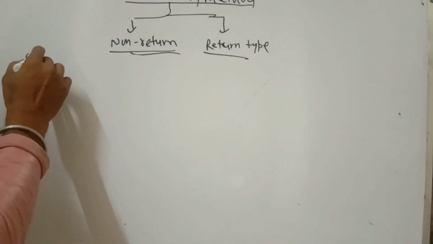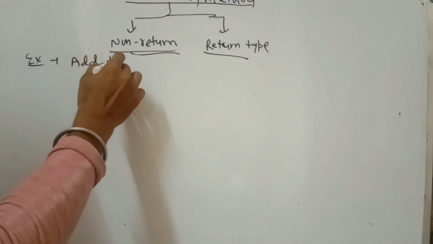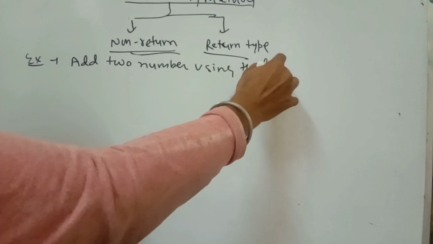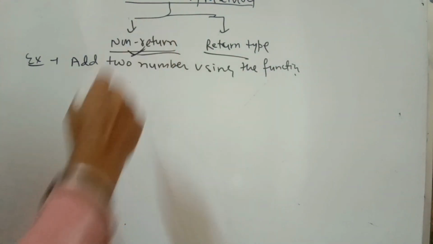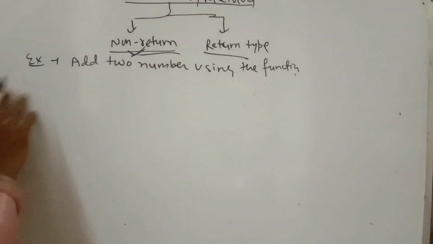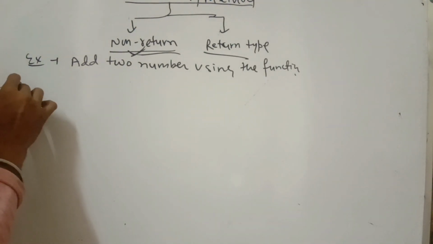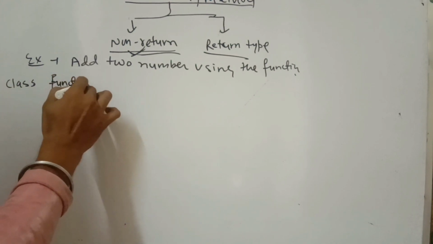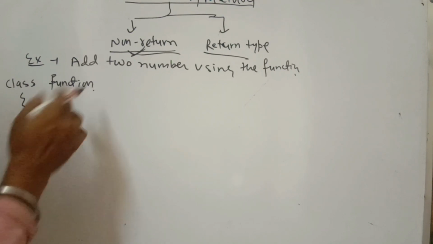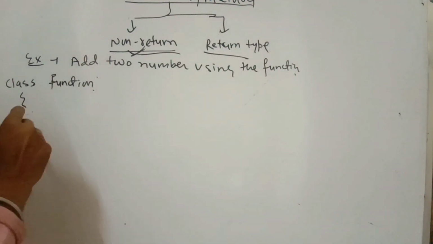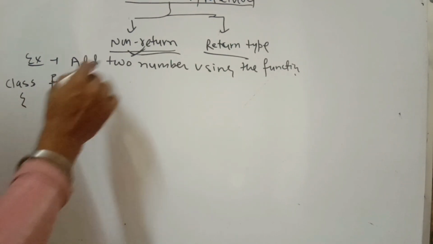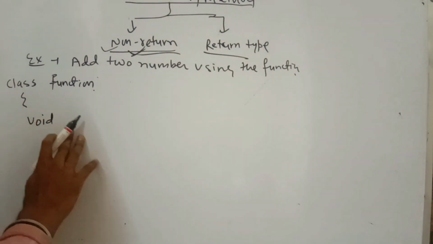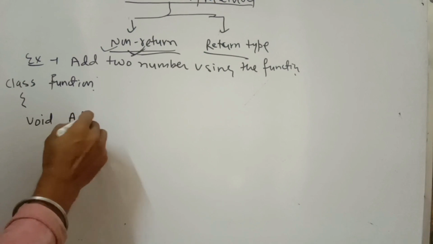First we take the example, add two numbers using the function, and this function is a non-return type function. Let's start. Write the class name. First of all, let the class name be function. After that create the function. For the function header I already told you, first you put the return type. Here it is non-return type, so write void. After void comes the function name. We consider the function name is add.